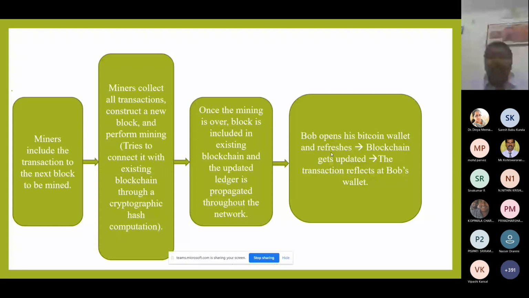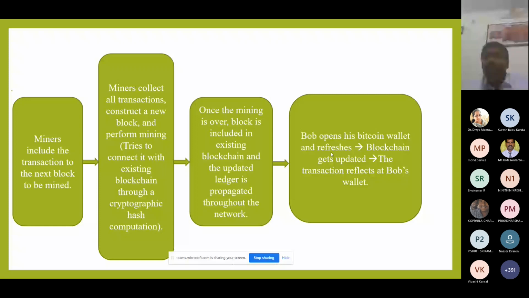And how do we connect? With the help of a cryptographic hash function, hash linking, or hashing technique. So it is added to the existing blockchain. Once the mining is over and the block is included in the existing blockchain, the updated ledger is propagated throughout the network. And once the updated ledger is propagated, the local copies of all the nodes get modified.